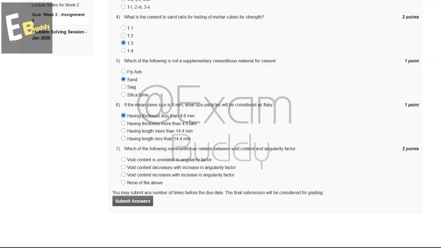And now let's go to our question number 7. Which of the following represents true relation between void content and angularity factor? So these are the options. Void content is unrelated to angularity factor.